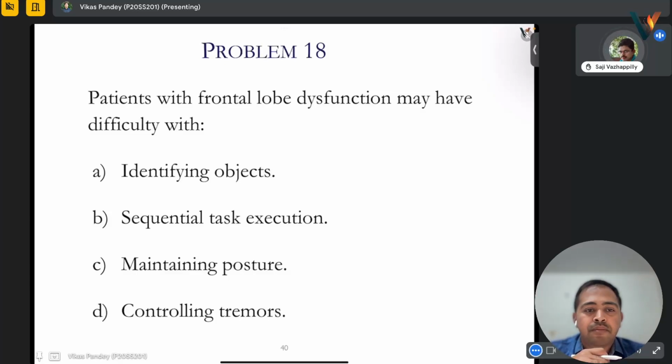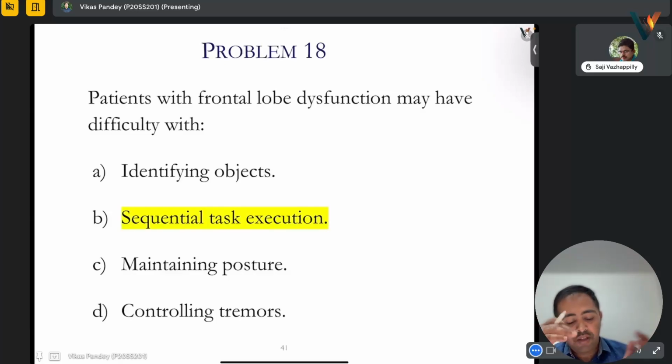I think sequential task execution. Yes, since that is where the sequential task is divided logically. The task is divided in logical sequences. So the person suffering from frontal lobe dysfunction will have problems in sequential task execution.